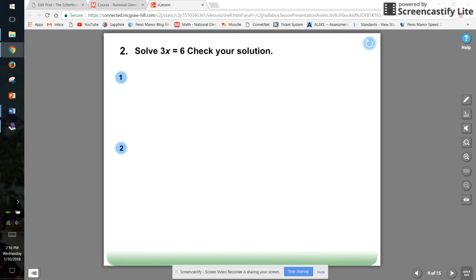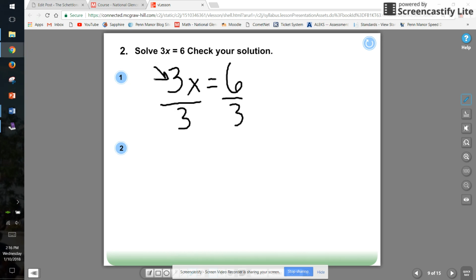Very simple also, but let's just make sure we understand the concept. We have 3 times x equals 6, and we're trying to solve for x. Since this is multiplication, what am I going to do first? That's right, division comes first. We divide both sides by 3. I'm dividing by 3 because the constant 3 is over here on that side of the equation.